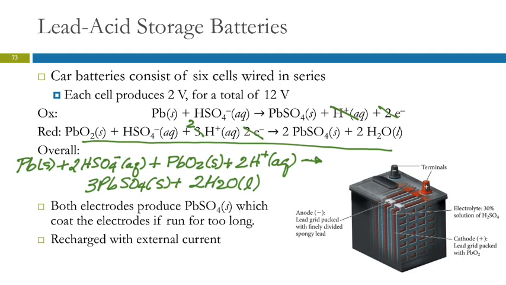So both of the electrodes produce solid lead sulfate, and if that reaction runs too long, the lead sulfate will coat the electrodes, and then it doesn't work very well anymore. So the basic way this is set up is you've got the anode is a lead grid, and it's got finely divided spongy lead packed into it. The electrolyte is a 30% solution of sulfuric acid, and the cathode is a lead grid that's packed with lead 4 oxide. And you've got your terminals up here.